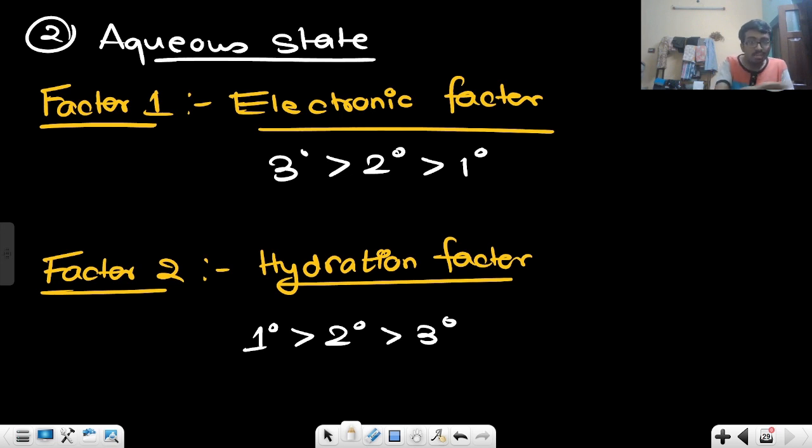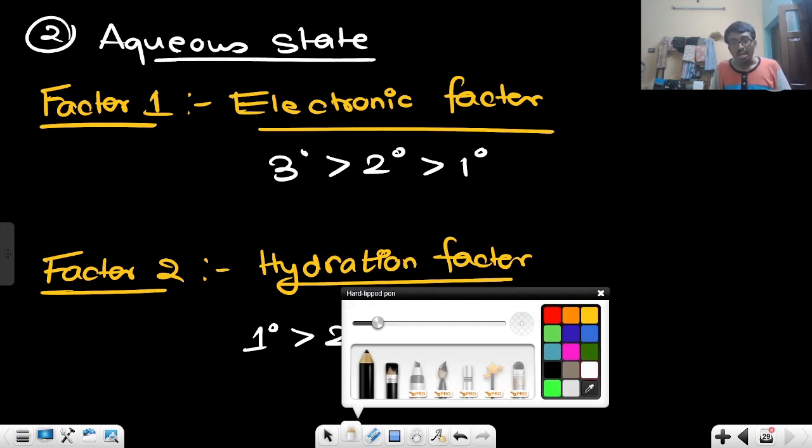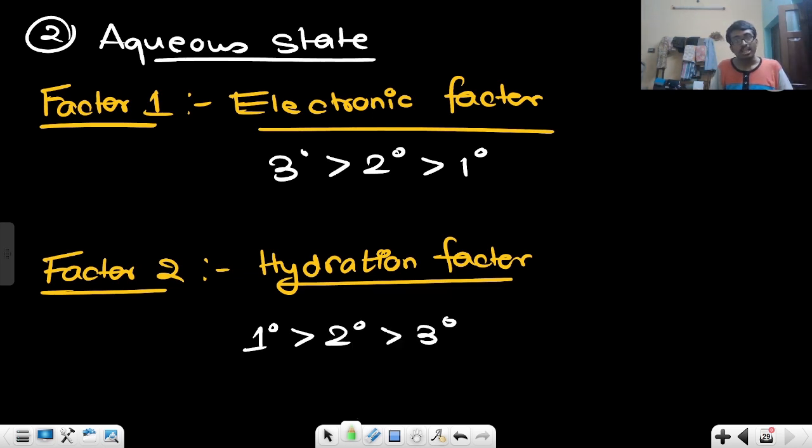Why? See, the electronic factor is giving me some order, the hydration factor is giving me the opposite order. That means both the orders are opposite to each other. So I cannot come to a conclusion like that. Someone will say first one, someone will say second one. So what did we do? We did experiment. We researched on it, and after experiment and research, it has been found that in aqueous state, the order follows.